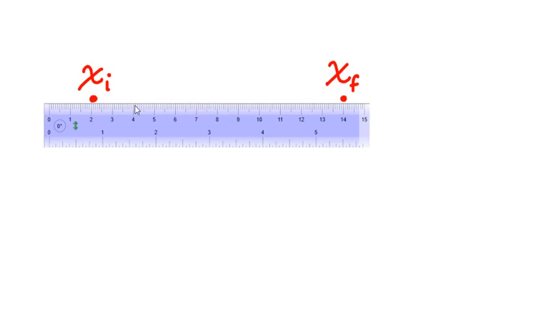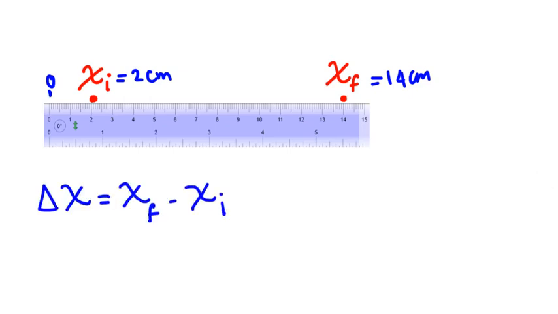But first, to measure this, we need a coordinate system. This coordinate system may be the ruler. In this coordinate system, we know where the 0 point is, which is here, and xi relative to this 0 point is 2 centimeters and xf is 14 centimeters. In this case, we can find the displacement by substituting these numbers in this equation. Delta x, which is the linear displacement, equals x final minus x initial.